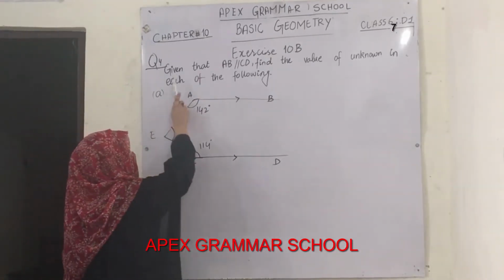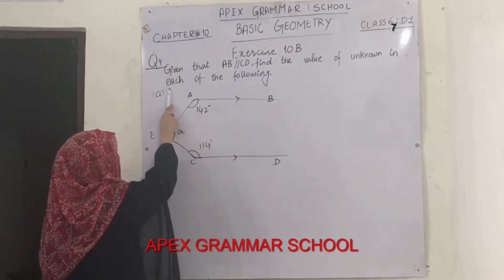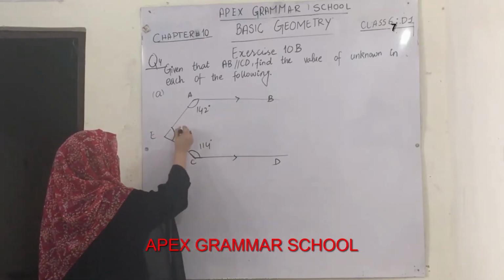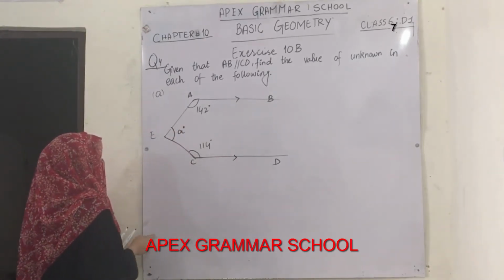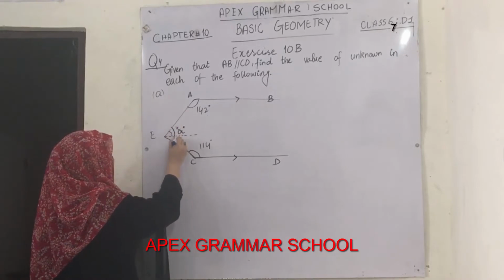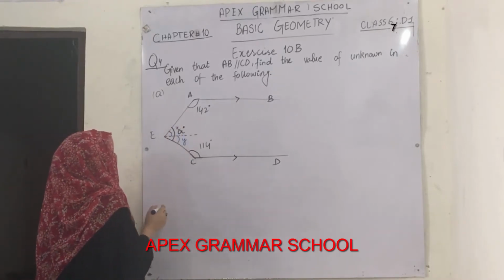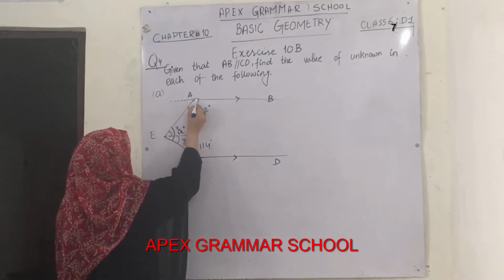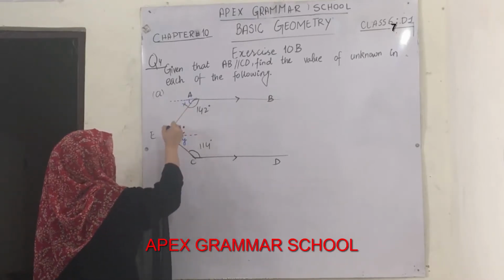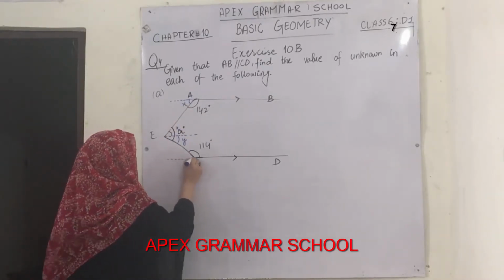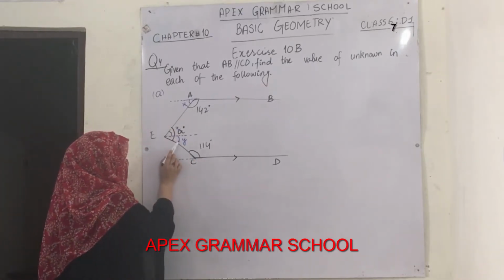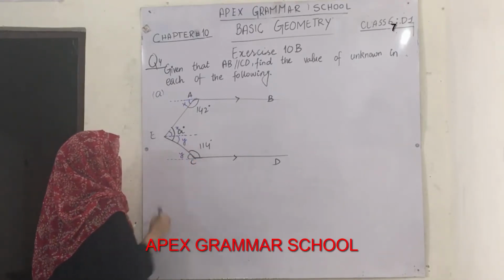Question number 4. Given that AB is parallel to CD, find the value of the unknown in each of the following. A part. AB is parallel to CD and there is only one unknown, which is A degrees. We have to find the value of A, for which I am going to split the angle at point A into X and Y. If I extend this line, then if this angle is X, the other one will also be X because they are vertically opposite. Similarly, at point C, if we extend the line CD, we can apply the same phenomenon. If this angle is Y, then this angle will also be Y because they are vertically opposite.